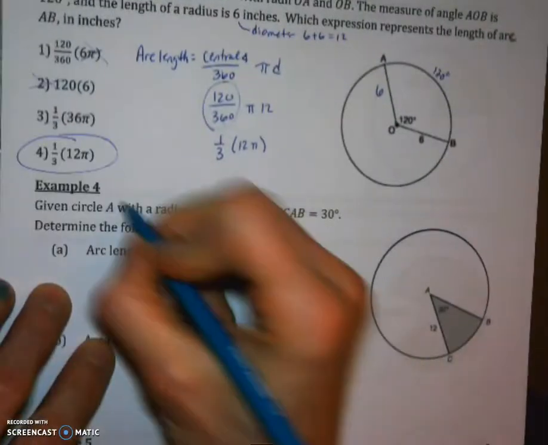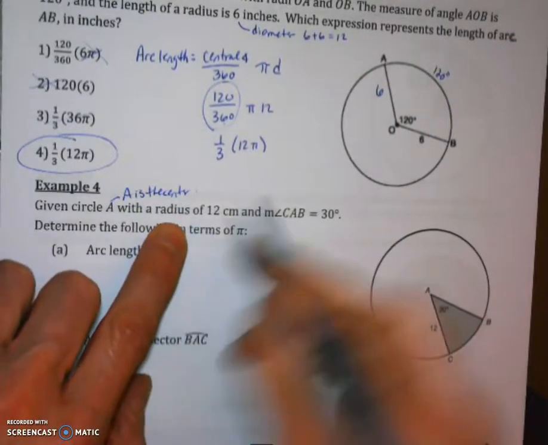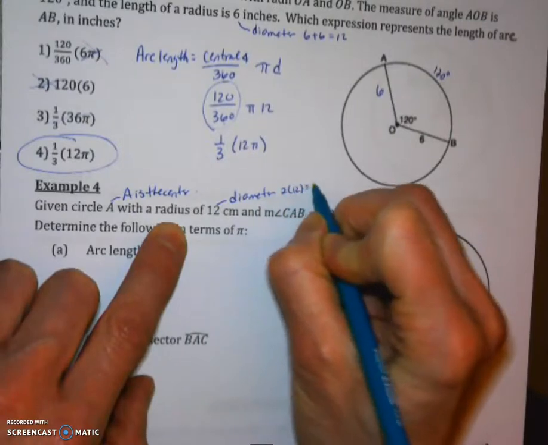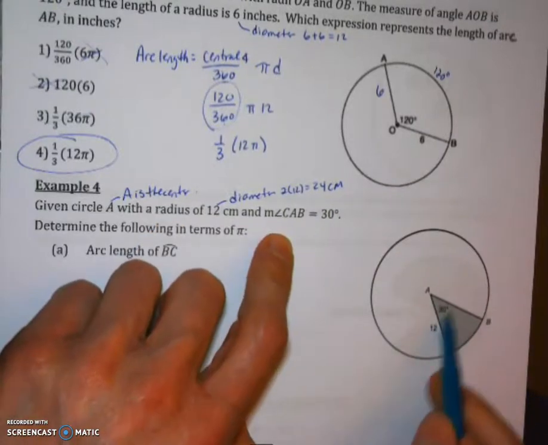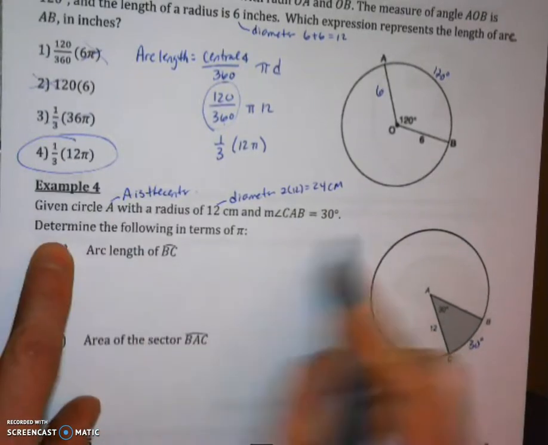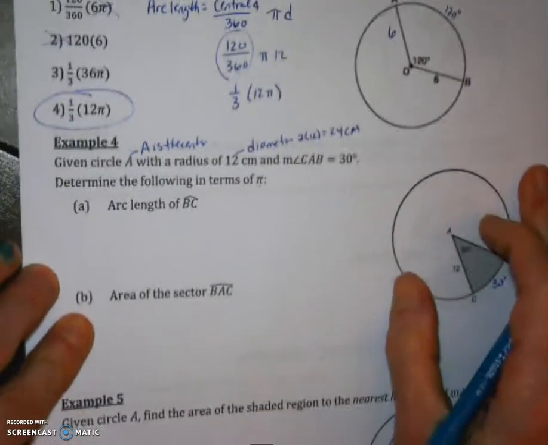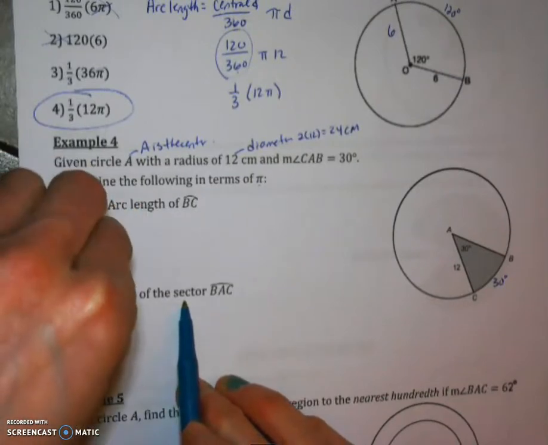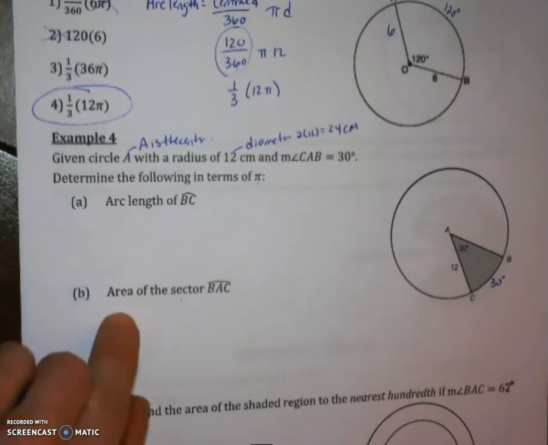Look at example number 4. Given circle A, so what do you know? A is the center. With a radius of 12, well, if the radius is 12, what's going to be the diameter? 2 times 12, or 24 centimeters. And the measure of angle CAB is 30 degrees. Well, that's a central angle, which means the arc is also 30 degrees. Determine the following in terms of pi. So this time, do not put pi into your calculator. They want the arc length and they want the area of the sector. So it's the fractional part of the circle times the circumference and the fractional part of the circle times the area.